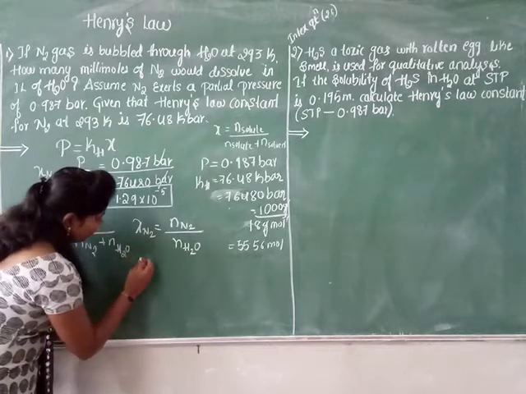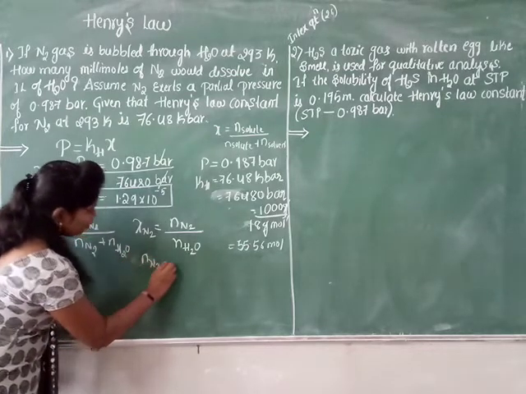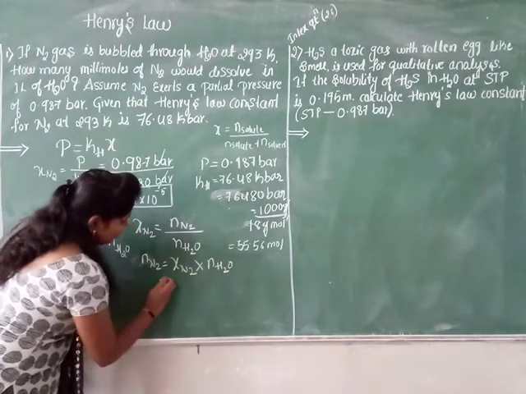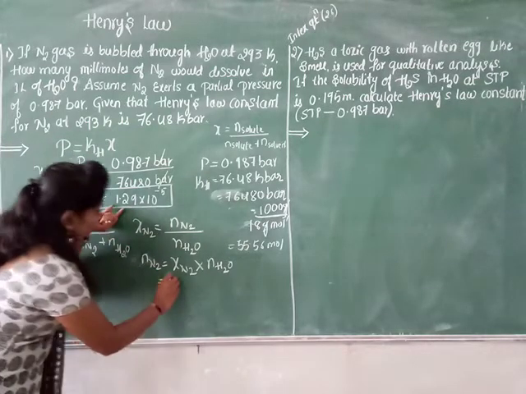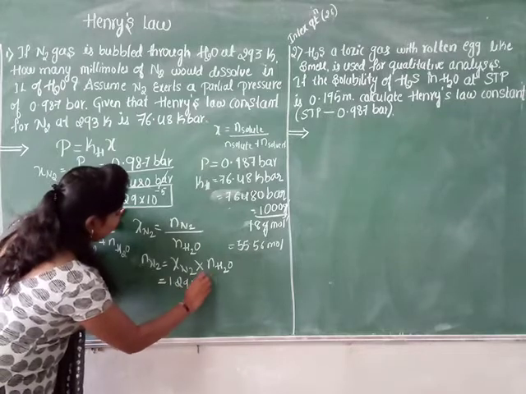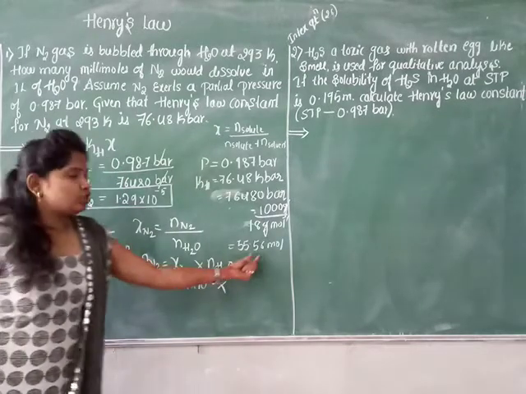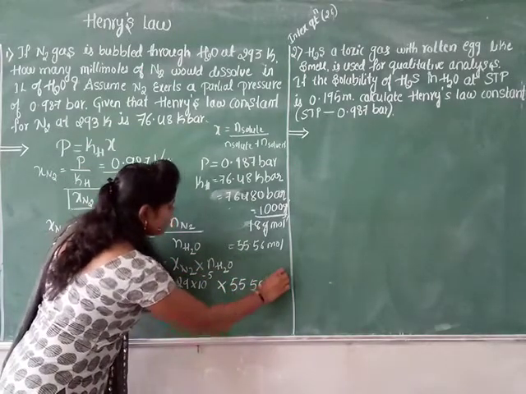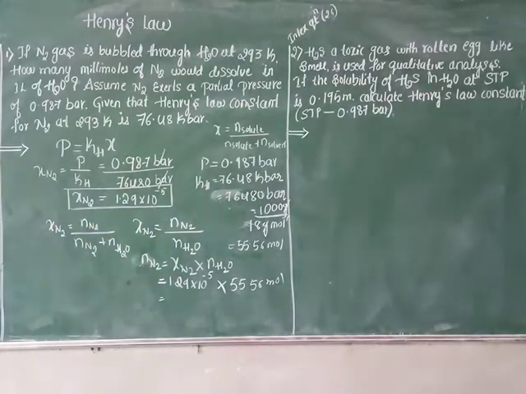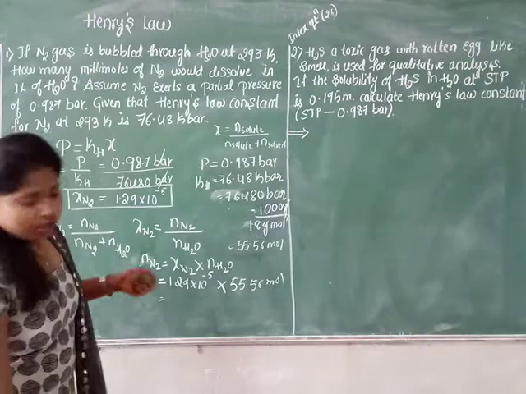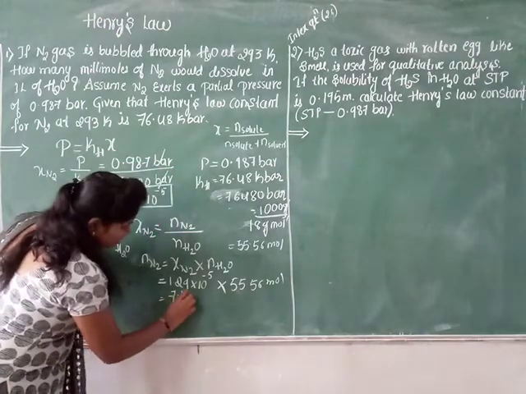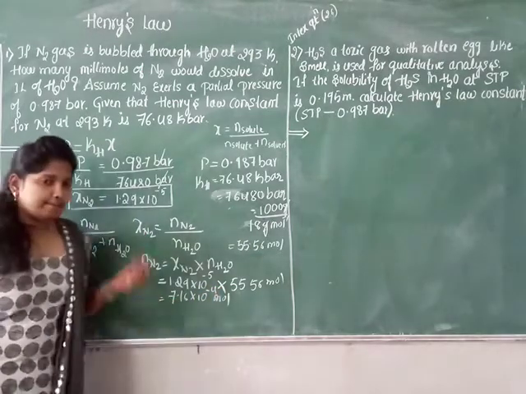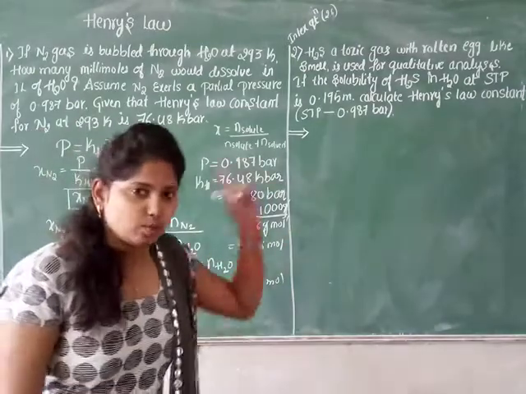So now put the values. Modify this equation: nN2 is equal to xN2 into nH2O. xN2 is 1.29 into 10 to the power minus 5, into nH2O, which is 55.56 moles. We will get the value 7.16 into 10 to the power minus 4 moles. So this is the number of moles of nitrogen gas dissolved in 1 liter of water.